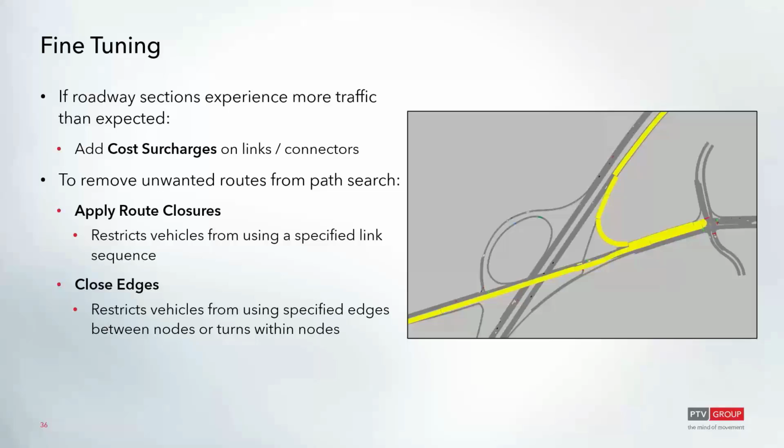And then on the other hand, if you notice any paths that you would want to remove, maybe if you see vehicles that are making a U-turn or taking a particular ramp sequence that you don't want to occur, you can either apply a route closure, which will prevent vehicles from taking a specific link sequence, or you can also turn off the edges and the turns for the nodes if you completely want to restrict a vehicle from making a particular movement.